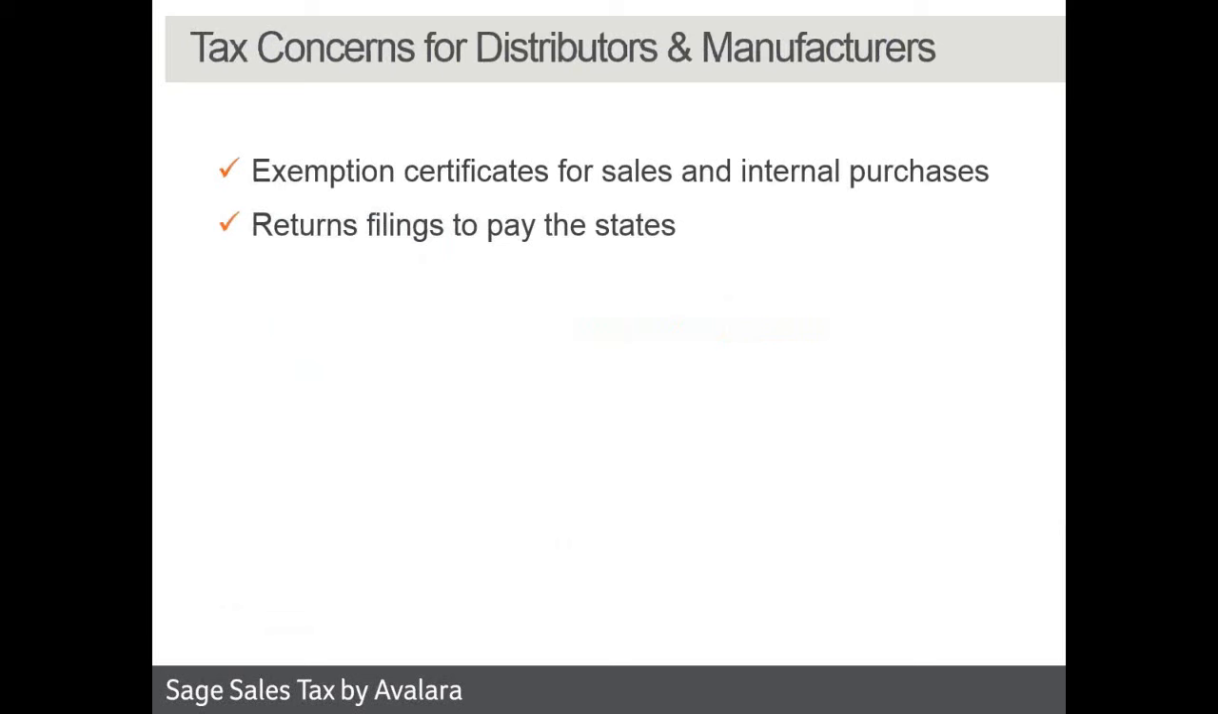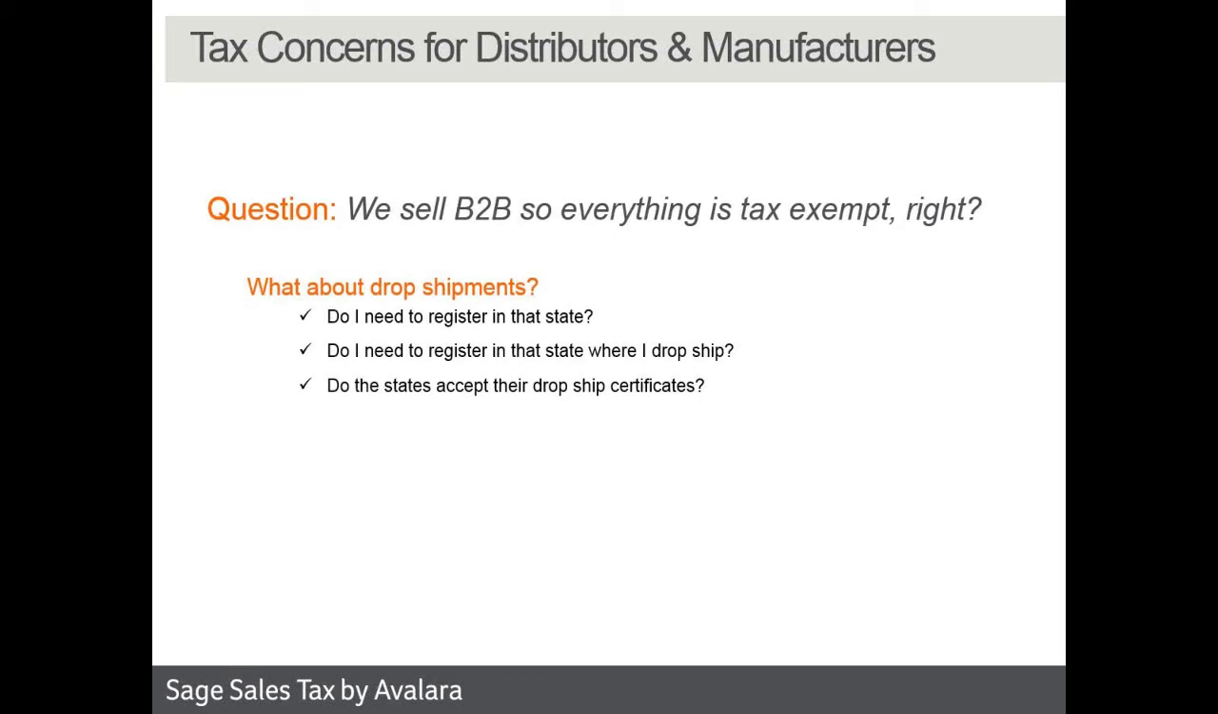So when we look at distributors, it's fairly similar to a manufacturer. Again, you have a lot of customers where you're not collecting taxes. You need to show why, and you need to complete and remit the tax returns. It's basically the same for anybody, regardless of what part of the supply chain you're in and what kind of industry you're in. We talk to folks a lot of times, and they say, well, we sell business to business, so I'm pretty good, right? Well, not necessarily. If you do drop shipments, it can be very, very confusing.